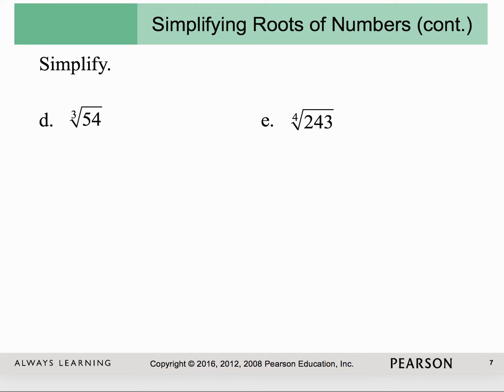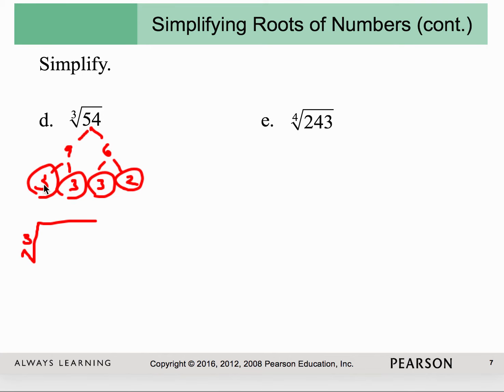Okay, let's try it again. It doesn't even matter what my index is, right? They work exactly the same way. So let's write 54. What is that? Maybe 9 times 6. And 9 is 3 times 3, and 6 is 3 times 2. Those are all primes. So I can rewrite this as 3 cubed times 2.